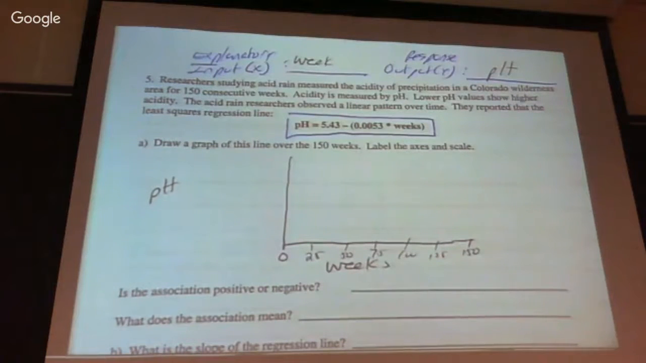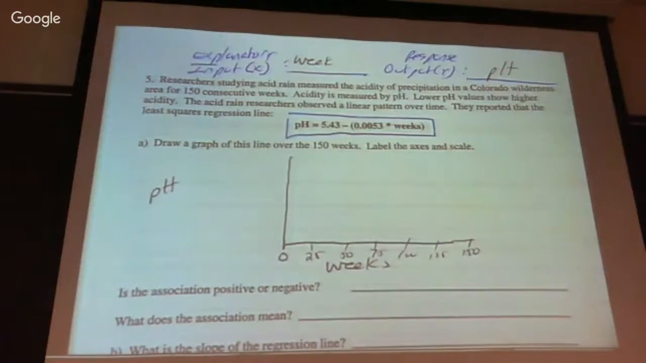The equation. The equation is pH equals 5.43 minus 0.0053 weeks. All right. So what's the pH starting at? 5.43. That's your y-intercept. Is it going up or going down? How do you know it's going down? Slope is negative. See how you have to understand what everything means?